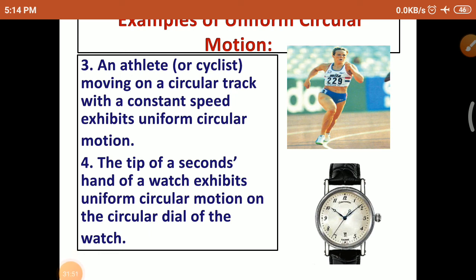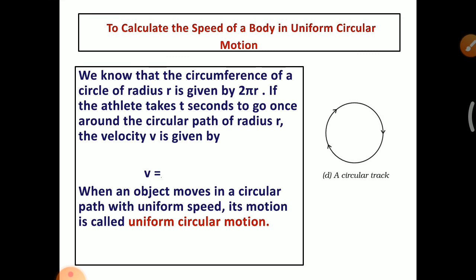I hope you understood what is meant by uniform circular motion. If any object moves in a circular path, we can say that the object is in uniform circular motion. In uniform circular motion, the speed of the object is constant, but the velocity of the object is not constant. Why? The direction of the object is changed continuously. So how to calculate the speed of a body in uniform circular motion?